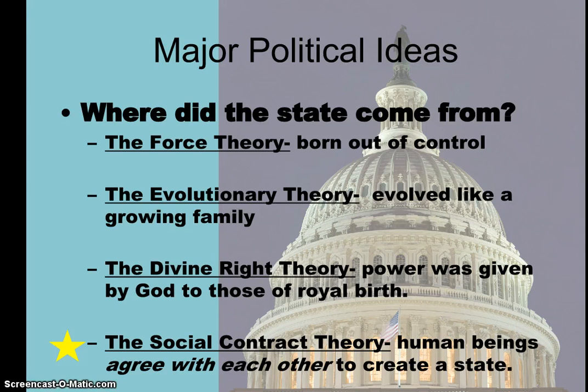We have the divine right theory, that the power was given to God, to those of royal birth, so you are born into it. This is what you see a lot in like monarchies, right? They'll say a certain family was born into power, so they have to stay in power because God chose them to be there. And then we have the social contract theory. This is a star here because this is a theory that most influenced the formation of our government here in the U.S., and that is that there is a contract, right, between human beings agree with each other to create a state. Right, so you give up some of your rights, your absolute freedom, in order to all be protected and to have an equal voice in government.